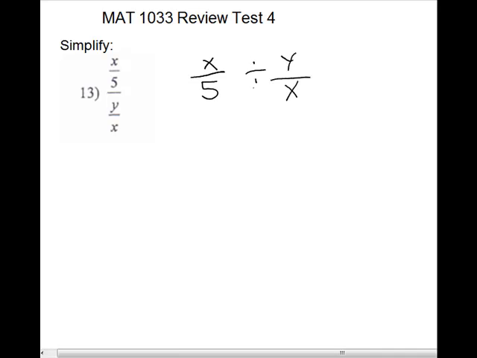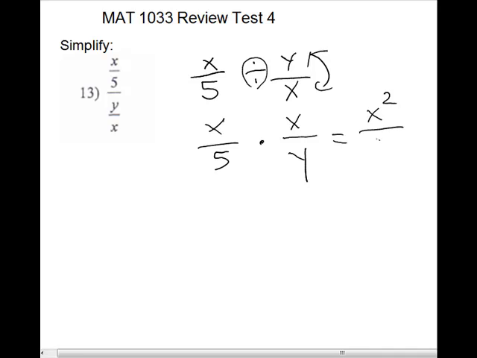And then you would change to multiplication, inverting the divisor. First fraction stays the same. This one is going to flip. And nothing cancels for us on the diagonals, so we'll multiply across. X times x is x squared, and 5 times y is 5y. So that is our final answer.